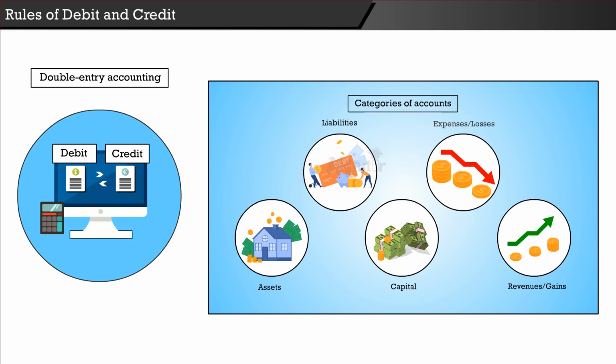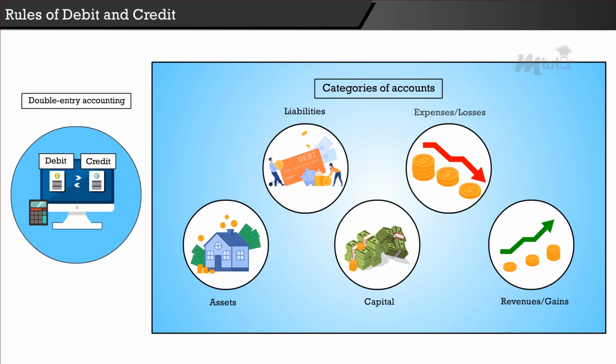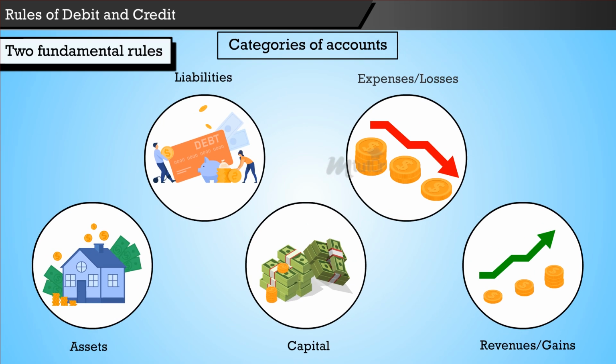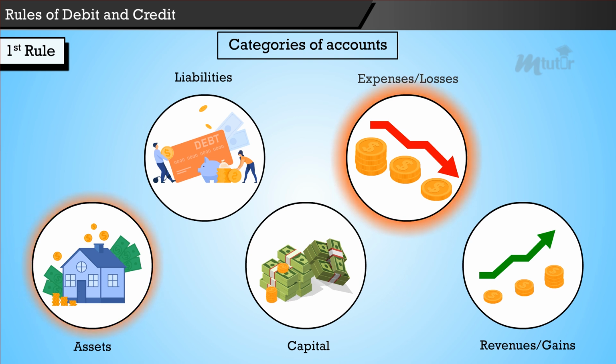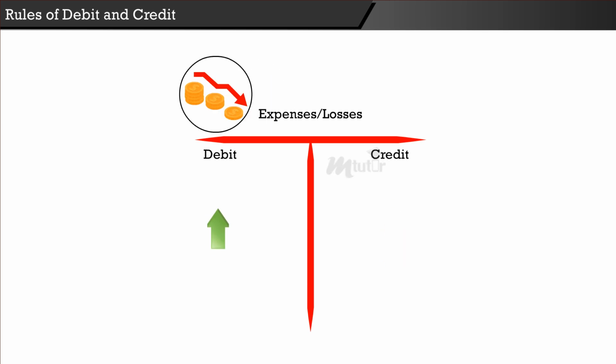All accounts are divided into 5 categories to record the transactions. They are assets, liabilities, capital, expenses or losses, and revenues or gains. Two fundamental rules are followed to record the changes in these accounts. The first rule is recording changes in assets and expenses or losses. An increase in assets is debited, and a decrease in assets is credited. An increase in expenses or losses is debited, and a decrease in expenses or losses is credited.